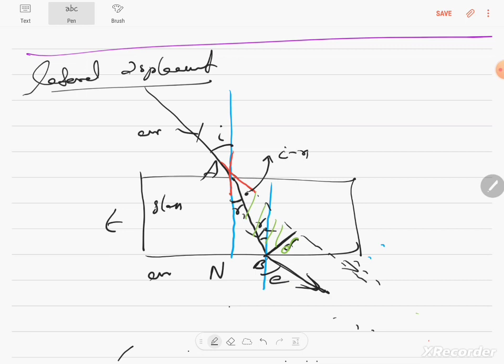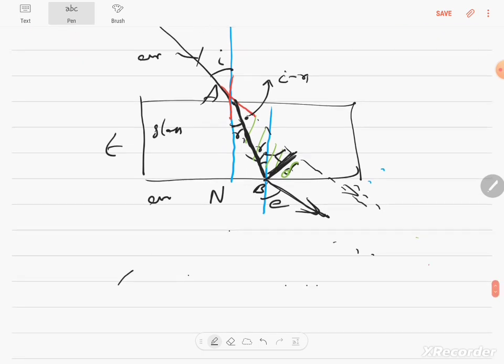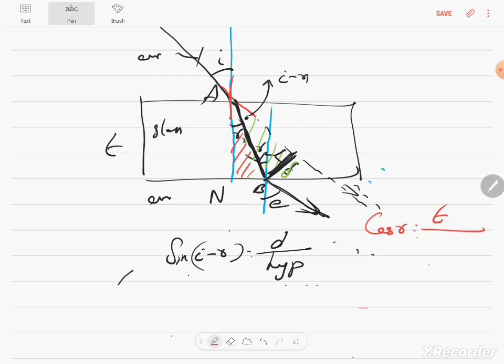But still I can't use T because I only know this side D. And I can only use the hypotenuse because this is 90 degrees. Are you clear? So therefore I can do sin I minus R is equal to opposite, which is D, by hypotenuse. But I don't know the hypotenuse. So I have to use the other triangle and do cos R. Cos R, from this triangle, will be the thickness of the glass slab T by the hypotenuse. Therefore, the hypotenuse will be T by cos R, and I can substitute that here.